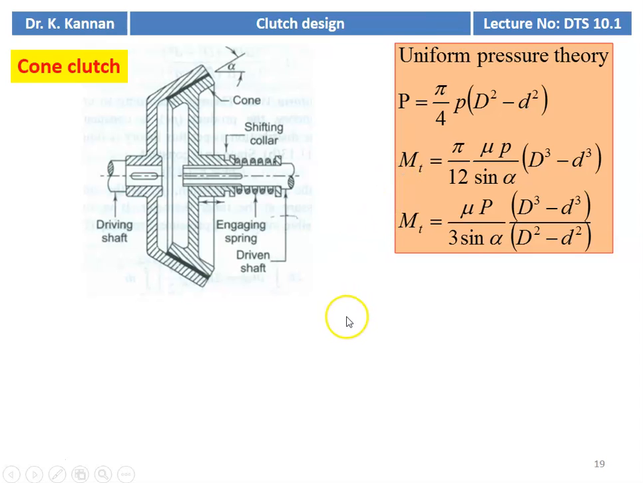Using the uniform pressure theory, the various parameters required for calculating the cone clutch: the pressure equals pi by 4 p, the intensity of pressure, into D square minus d square, where capital D is the outer diameter and small d is the inner diameter of the cone. The torque transmitted equals pi by 12 mu p by sin alpha into D cube minus d cube, which is equal to mu.